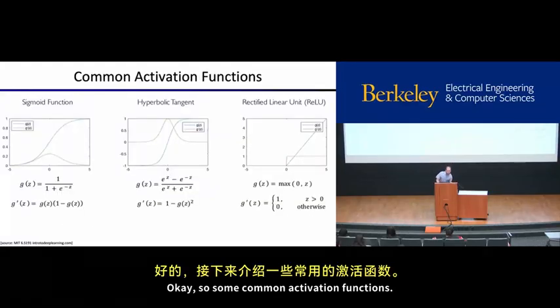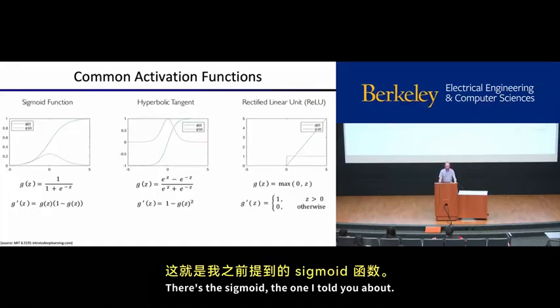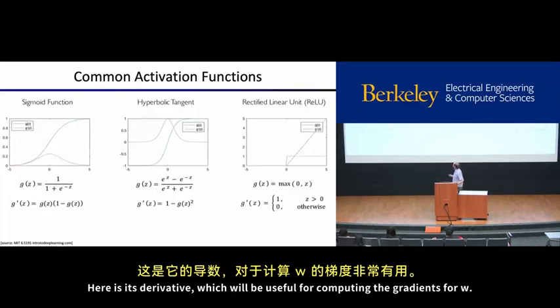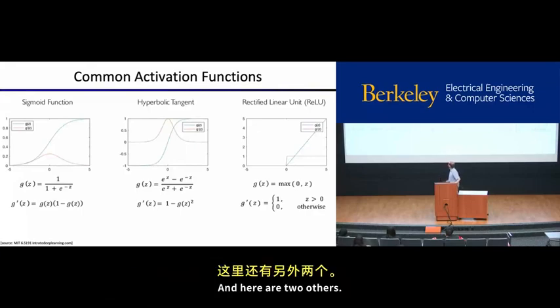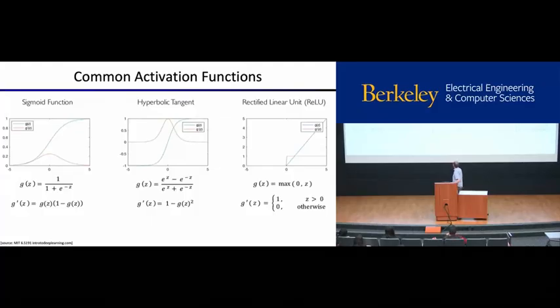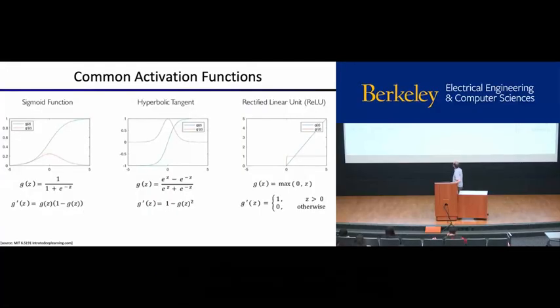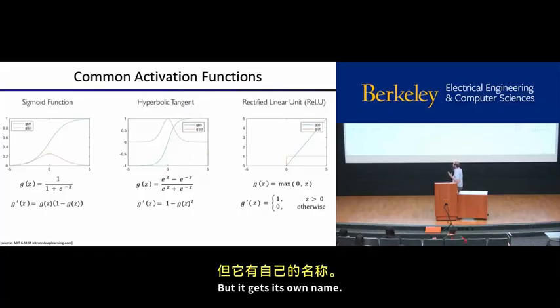Okay, so some common activation functions. There's the sigmoid, the one I told you about. Here is the sigmoid function. Here is its derivative, which will be useful for computing the gradients for W. And here are two others. This is just this one scaled in a different way, but it gets its own name.